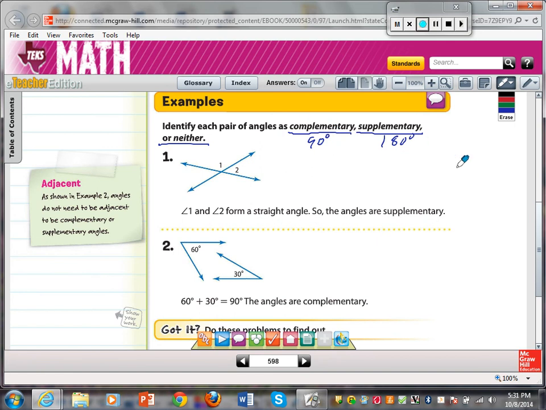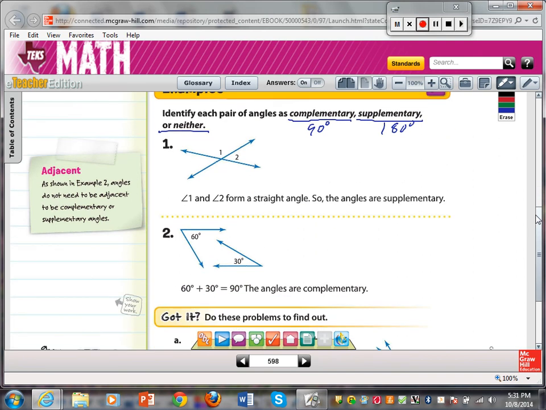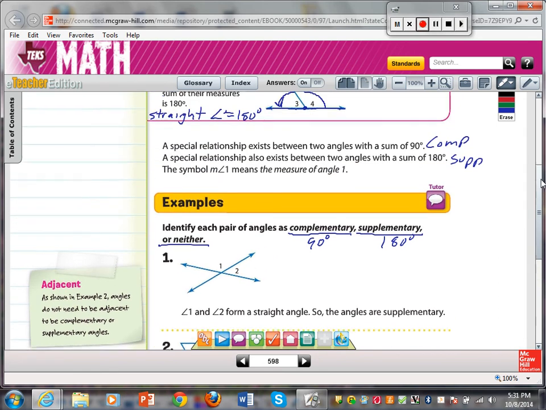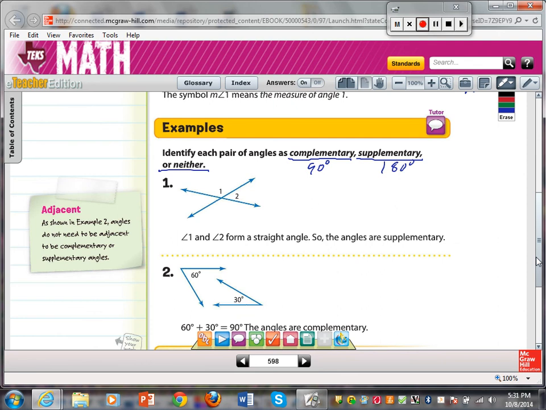Complementary, 90 degrees. Supplementary, two angles that add up to 180 degrees. So let's take a look at the situation. They tell you here, angle 1 and angle 2 form a straight line. So that means that this is a straight line, and you already know that a straight angle, a straight line, measures 180 degrees. So from here to here, everything has to equal 180 degrees.